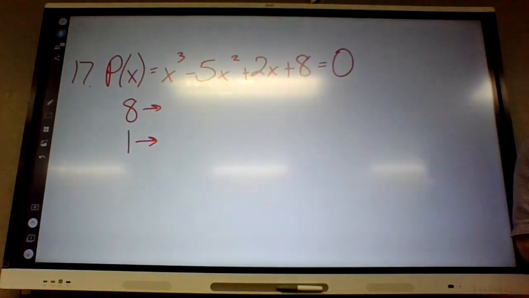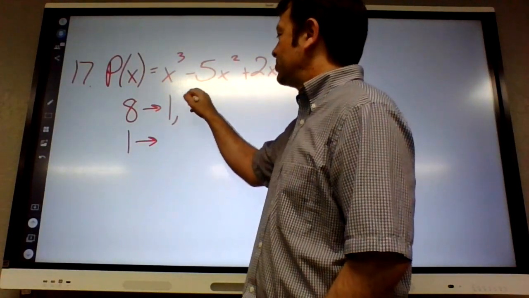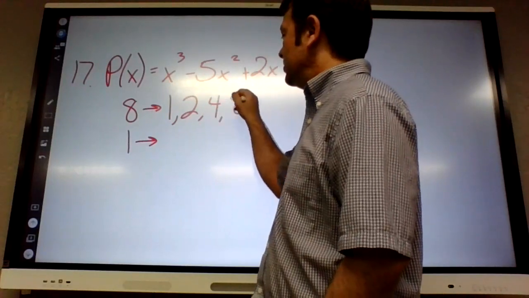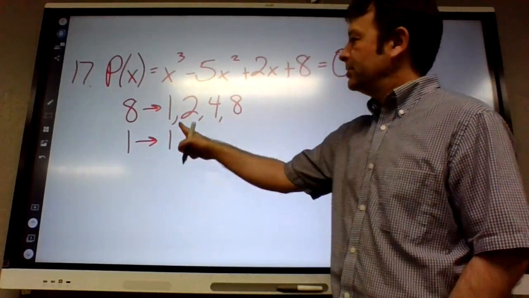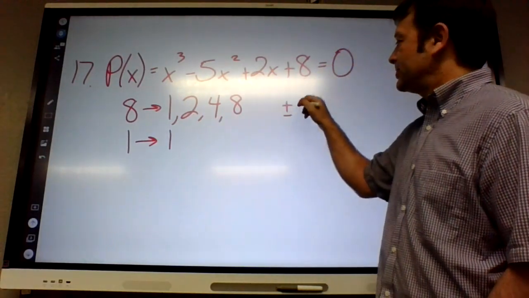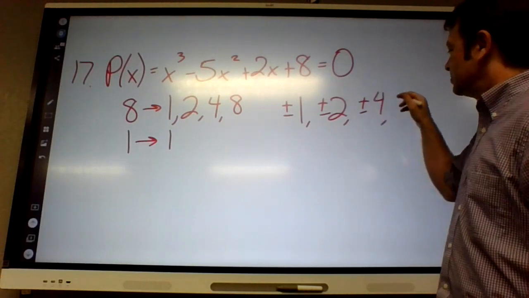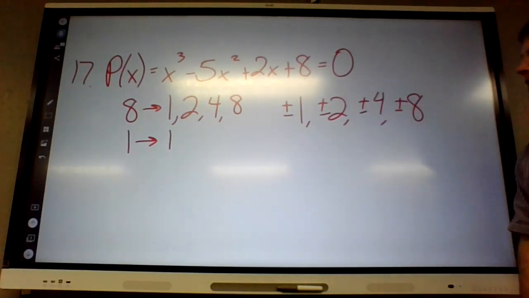This time, however, I'm going to actually figure out which answers work. So factors of 8, we kind of already did this one, are 1, 2, 4, and 8. Factors of 1 are 1. So my possible answers are 1, 2, 4, and 8, positive and negative. It's kind of a lot.